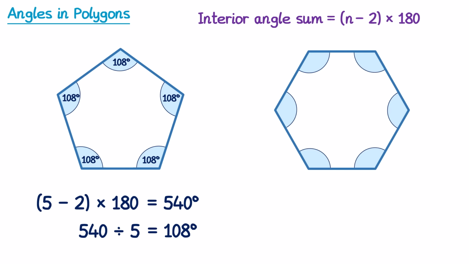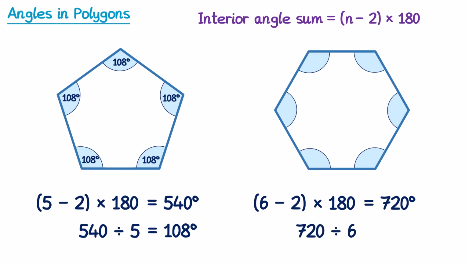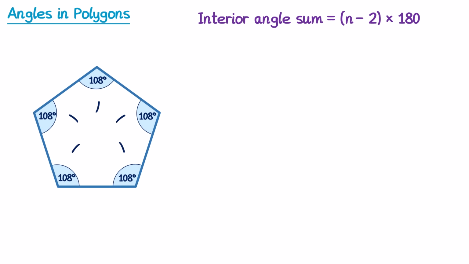This time we do the interior angle sum, 6 subtract 2 multiplied by 180, which gives you 720. So all of the angles must add up to make 720, but there are 6 of them and they're equal in size. So we can find one by doing 720 divided by 6, which gives you 120 degrees. So each of these angles is 120. Since these angles are on the inside of the shape, we call each of them the interior angle.